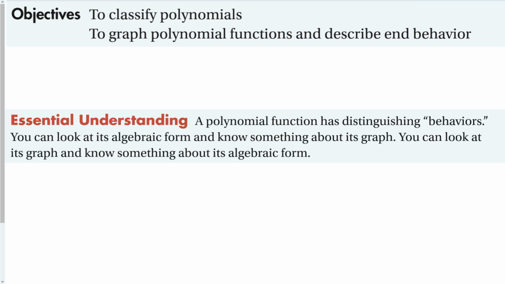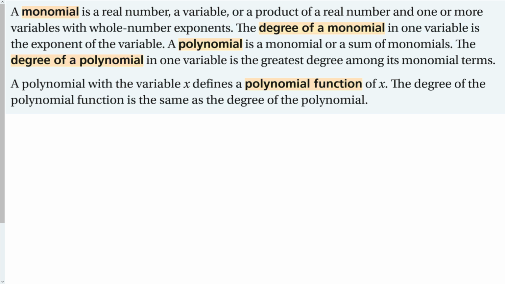So what you need to know is that a polynomial function has distinguishing behaviors, things that the graph does that we can determine based on the equation. So you can look at the algebraic form and know something about its graph. You can look at its graph and know something about its algebraic form. Okay? So first we need some vocabulary. And polynomials have a lot of vocabulary.